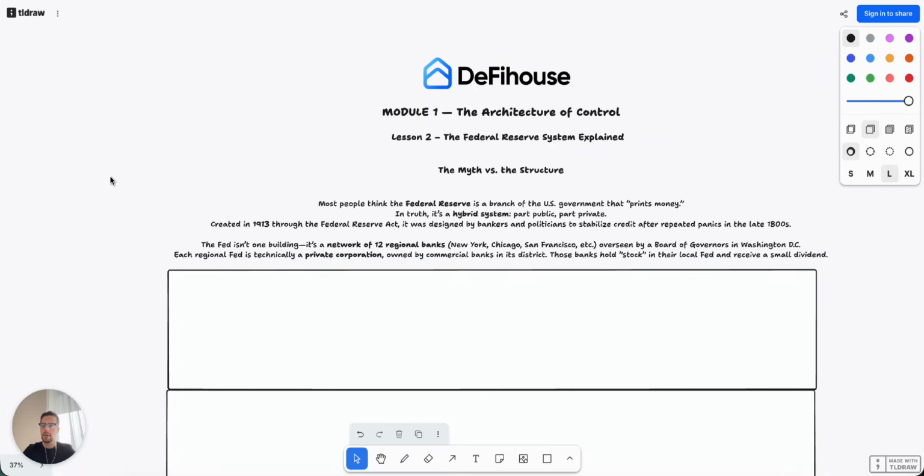Right, hi friends. Continuing our introductory module of Market Intelligence: The Architecture of Control. This is lesson 2, the Federal Reserve System explained.